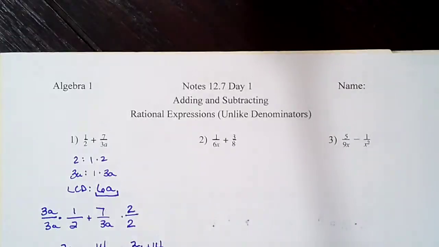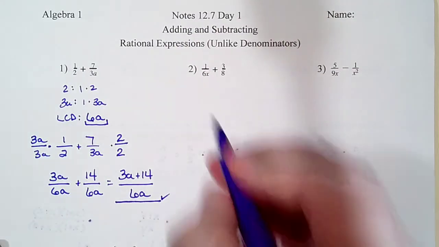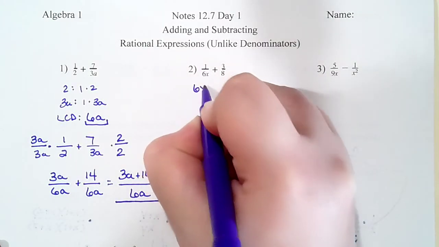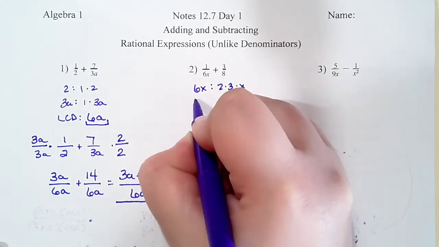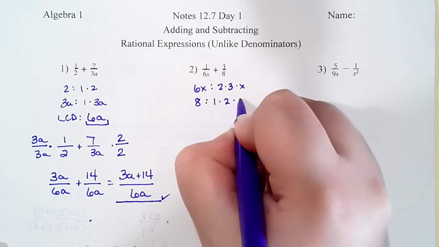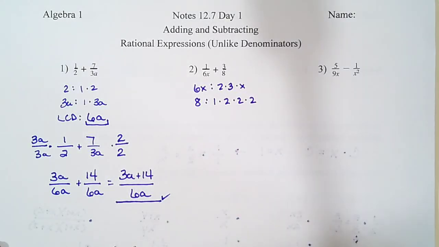All right, let's see the next one here. 1 over 6x plus 3 over 8. Again, I'm going to take my first denominator, write out that prime factorization. Second denominator, write out that prime factorization. Take the max number from each.